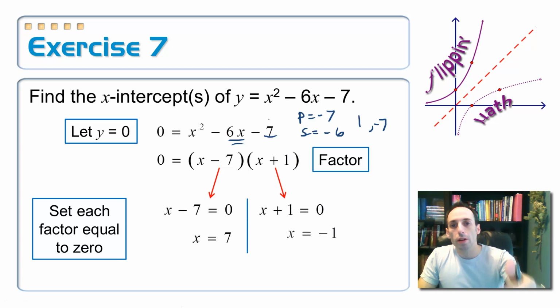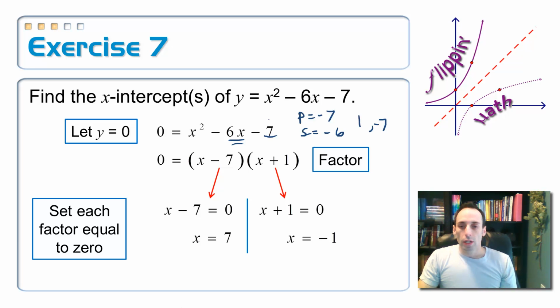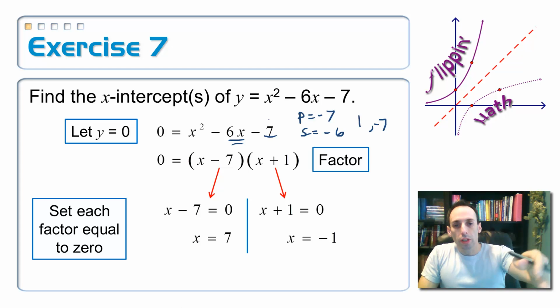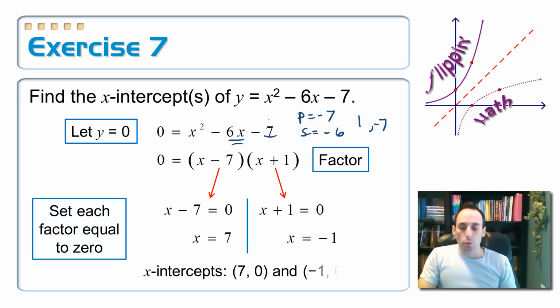Now applying the zero product property means that you take each one of those factors and you set them equal to 0. So over here on the left-hand side, x minus 7 equals 0, and then you solve it: you just add the 7 over, you get x equals 7. Or on the right-hand side, we have x plus 1 equals 0, subtract the 1 over, x is equal to negative 1, which means our two x-intercepts are (7, 0) and (negative 1, 0).